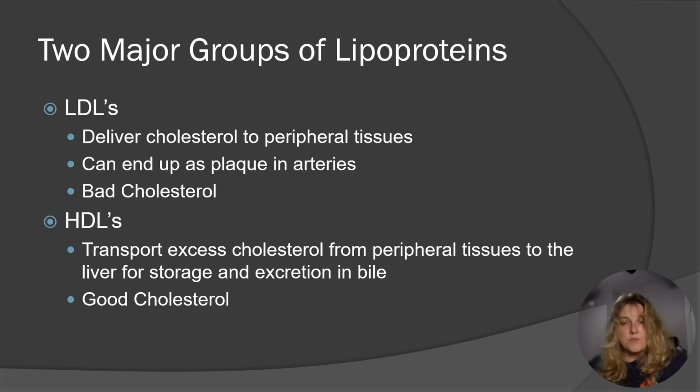There's two major groups of lipoproteins out there. You have the LDLs and HDLs, which you probably are familiar with if you have to go to your doctor about cholesterol at all. Your LDLs are considered your bad cholesterol. So these are the ones that deliver cholesterol to peripheral tissues. They can end up as plaque in the arteries and cause us all kinds of issues as we age.